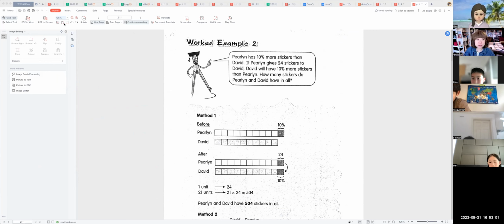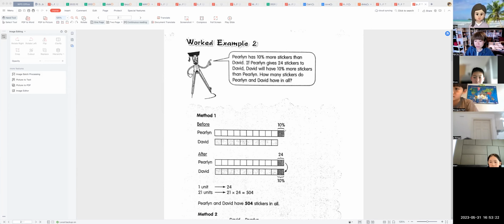So let's take a look at this one. Pearland has 10% more stickers. So before is like that, right? If Pearland gave 24 stickers to David, David will have 10% more stickers than Pearland.